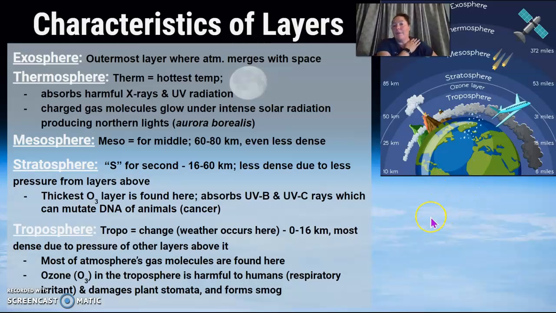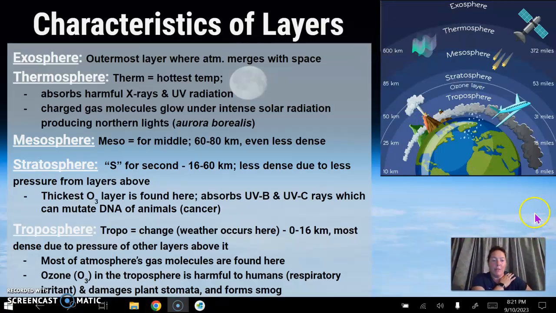So the layers of the atmosphere, there's the exosphere, that's the outermost layer you can see in this picture. I'm sorry for moving my face around here. The exosphere, that's the outer layer of the atmosphere that merges with space. The thermosphere is the hottest. It absorbs the harmful UV rays. It is where we see northern lights, and the charged gas molecules will glow under intense solar radiation, which is what gives us sort of that view of stars, the furthest stars out.